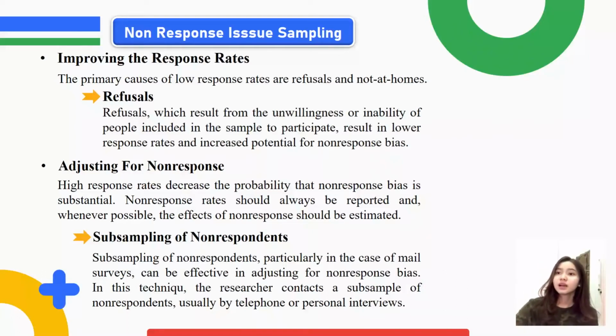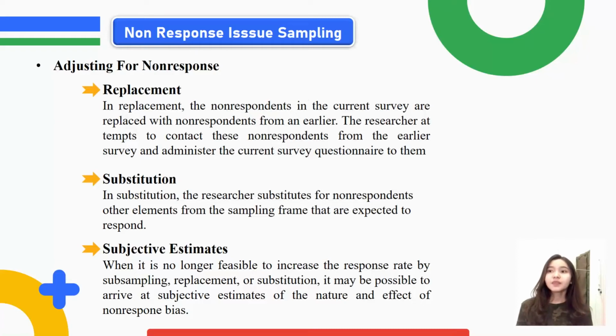The next one is adjusting for non-response. Adjusting for non-response is by replacement. In replacement, the non-respondents in the current survey are replaced with non-respondents from an earlier survey. The researcher attempts to contact these non-respondents from the earlier survey and administer the current survey questionnaire to them.